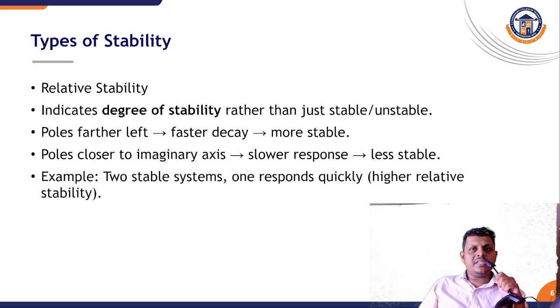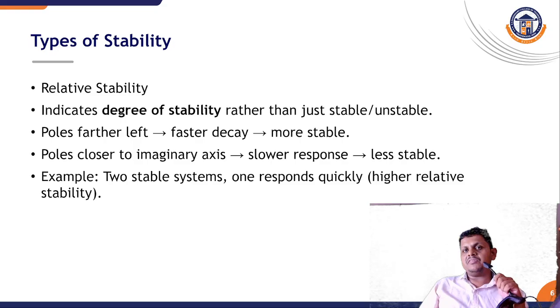And next one is relative stability. Relative stability indicates the degree of stability rather than just stable or unstable. In relative stability, poles further left give faster decay and are more stable. Poles closer to the imaginary axis give a slower response and are less stable. And the examples are based on the location of the poles in the graph, that is, farther left.